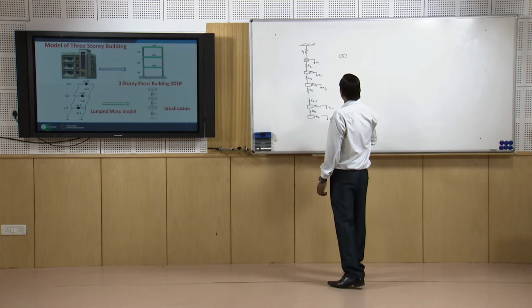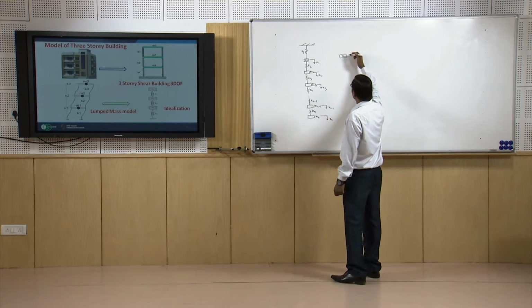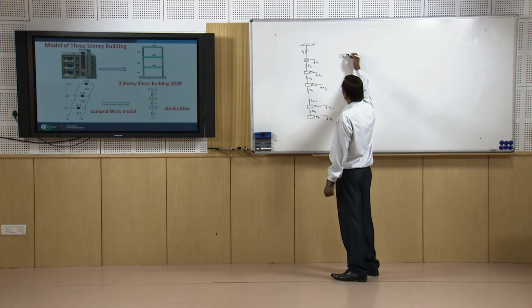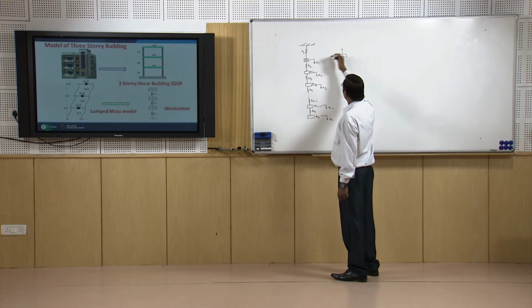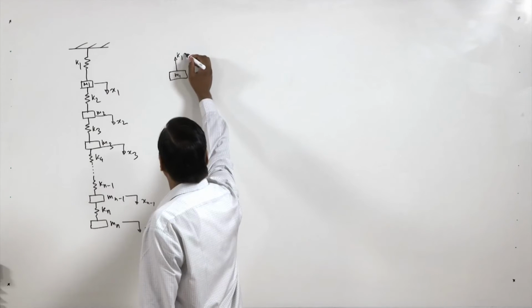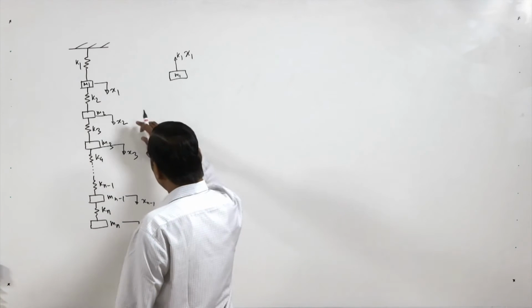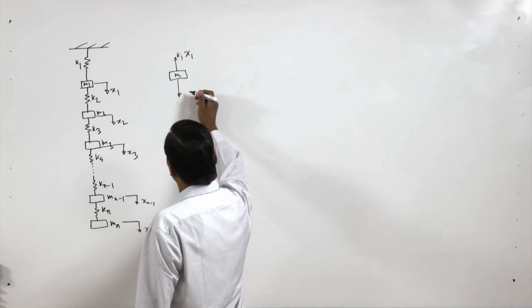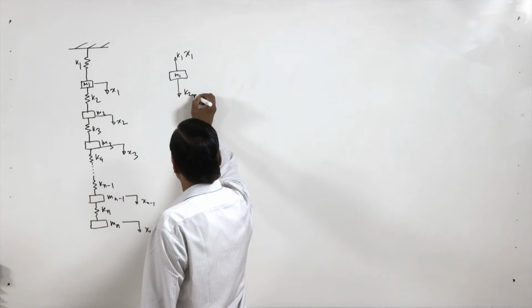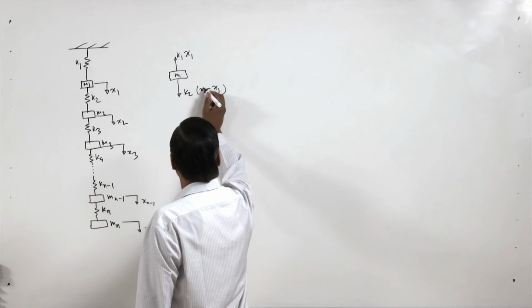So here we have M1 and we can show the free body diagram. So we have a force that is K1 x1, and if we assume x2 is greater than x1, then this is pulling this spring force K2 (x2 minus x1).